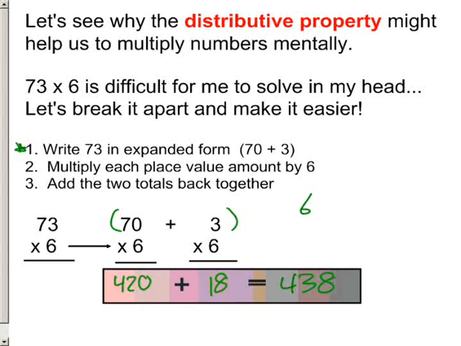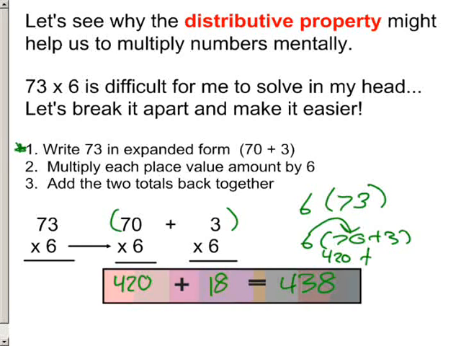Let's look at how we showed it before. 6 times 73. An easier way to do that would be 6 times 70 plus 3. We'll do 6 times the 70, 420, plus 6 times the 3, 18, and get 438. And if you want to test it out, if you want to try that in your calculator, see if that's what you get, go for it.